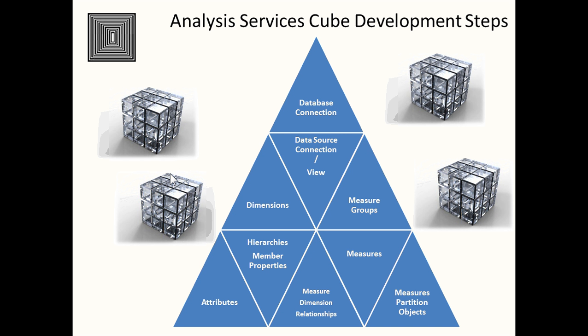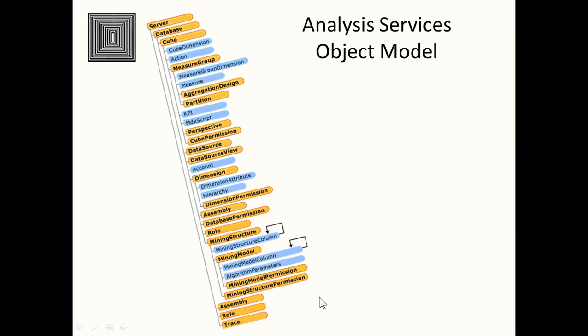If we look at the steps that are involved in cube development, and the pyramid here, you can see from the top down, we've got to go through the processes in order. Database connection to either modify or create a new connection, create a data source within that database, create a data source view within that data source. On the left you can see we're going to have to create dimensions. Within the dimensions we're going to create attributes, hierarchies, member properties. On the right we're going to create measure groups, creating measures and certainly the partitions. And then down here, we're obviously going to have to create the relationships that exist between the measures and dimensions.